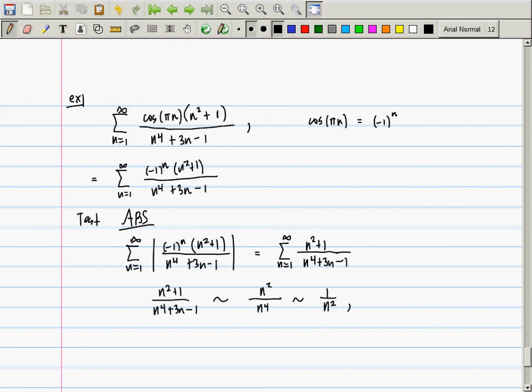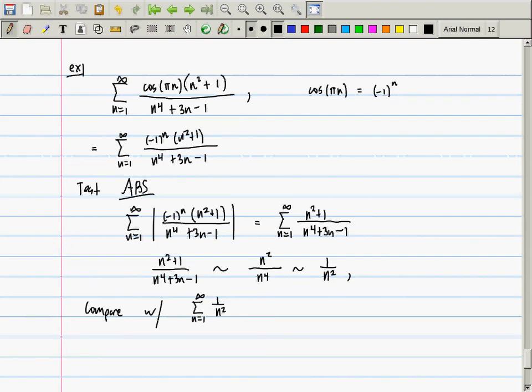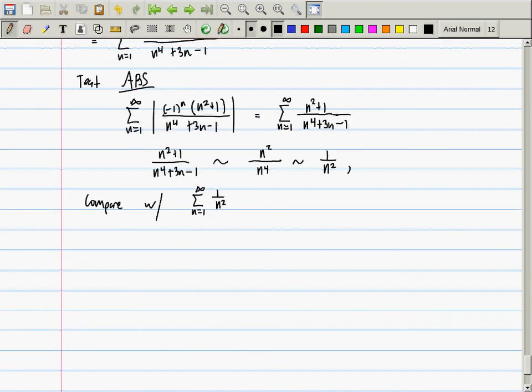Okay, so then we're going to compare with the sum from n is 1 to infinity of 1 over n squared. So our expectation is that we're going to be able to make a comparison here. So does this one converge? Yes. This one converges. So what's our expectation about this one? Also going to converge. Now, here, I would say that there's too many terms to use the direct comparison test. So what should we use? The limit comparison test.